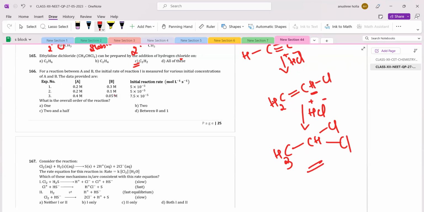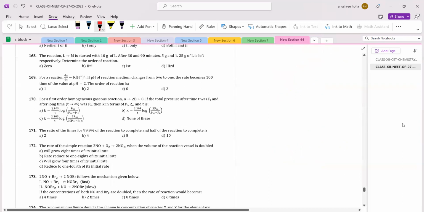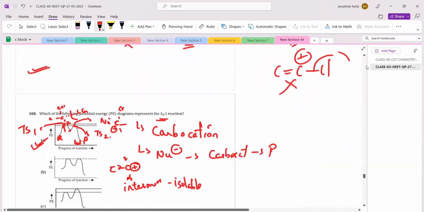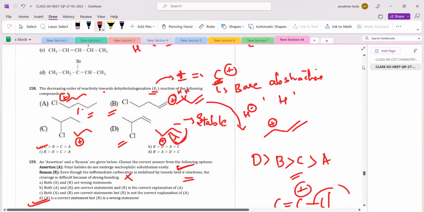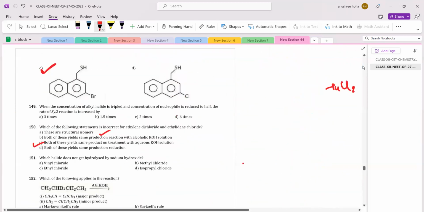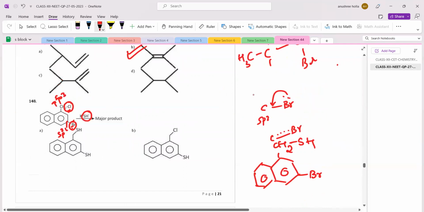We needed this only, right? This has to be your product. Yes. So option C is the correct option. Okay, so now we have discussed all the questions which are based on this concept, that is haloalkanes and haloarenes. Hope you understood. Thank you, students.